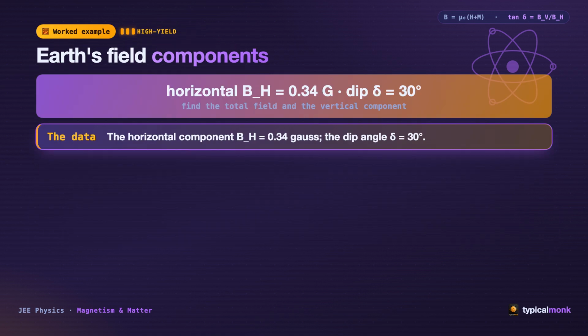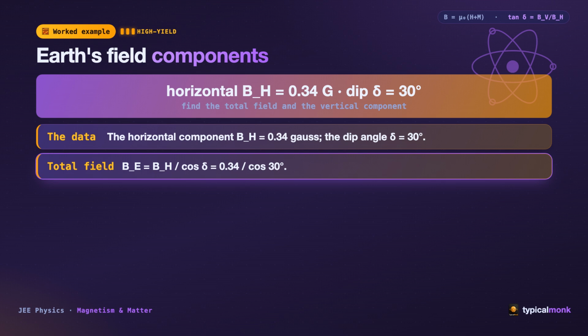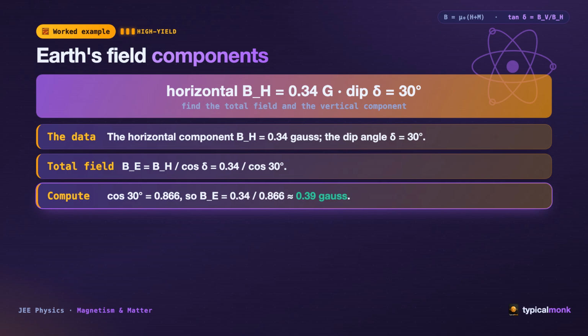Let us work the JEE favorite, Earth's field components. At a place, the horizontal component is 0.34 Gauss, and the angle of dip is 30 degrees. Find the total field and the vertical component. The data. The horizontal component B horizontal is 0.34 Gauss, and the dip angle delta is 30 degrees. The total field, B Earth equals B horizontal over cosine delta. That is 0.34 over cosine 30 degrees.